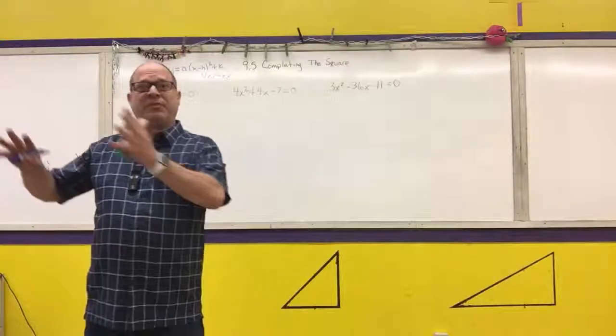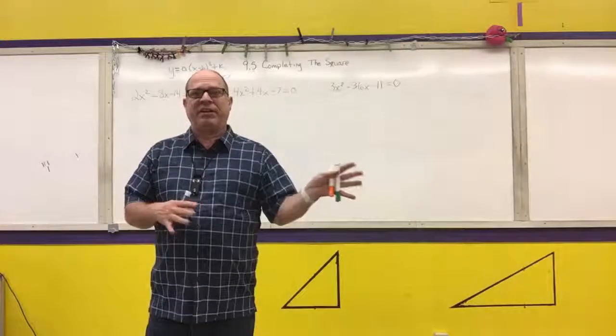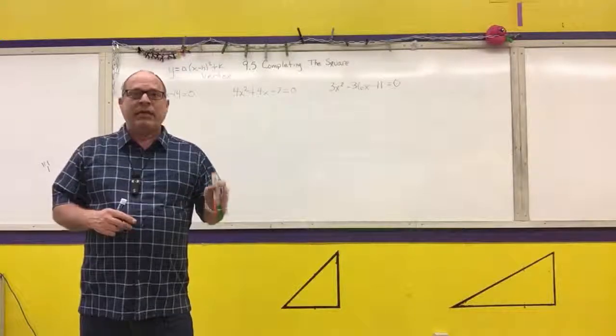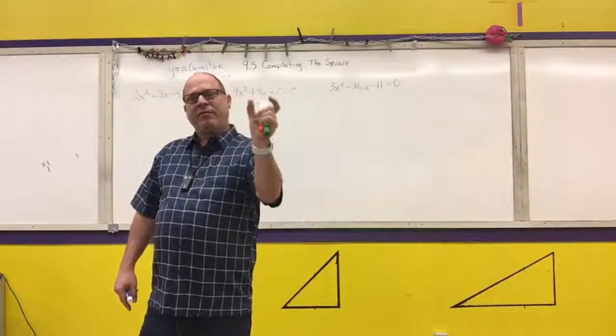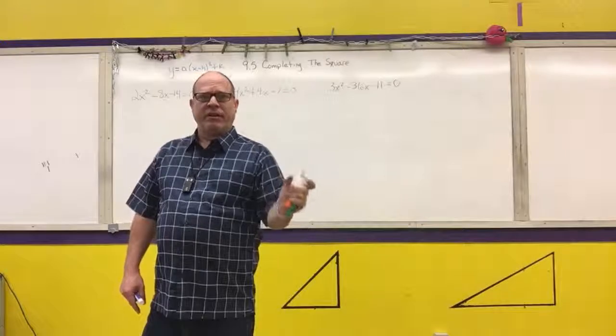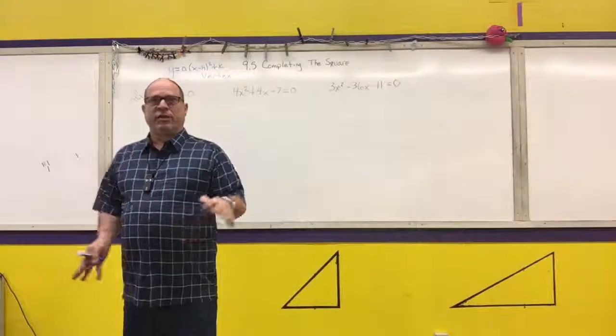So again, the first step is to move that number that I have that doesn't have an x or an x squared to the other side. Then I'm going to divide everything by the number that's the a. That's the term in front of the x squared. Then I'm going to complete the square.